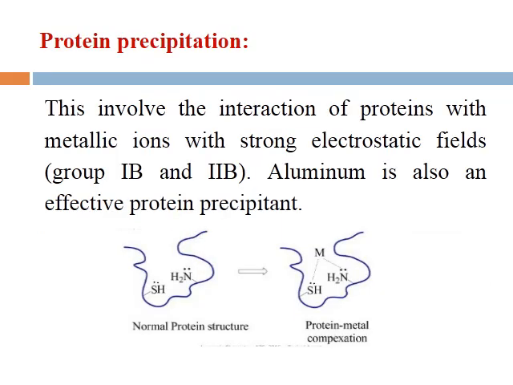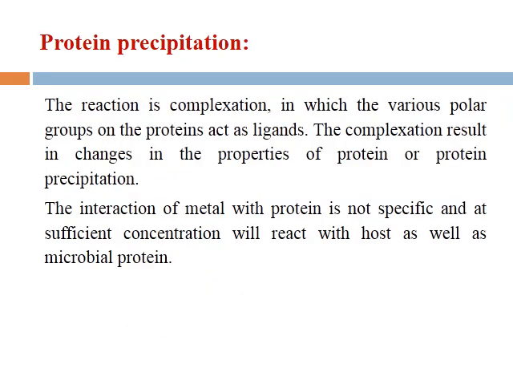The third mechanism of action is protein precipitation, and this involves the interaction of protein with a metallic ion with a strong electrostatic field, and aluminum is also an effective protein precipitant. This reaction is a complexation in which the various polar groups on the protein take part, and the complexation results in a change in the properties of the protein, or protein precipitation. The interaction of a metal with protein is not specific, and at sufficient concentration will react with the host as well as the microbial protein.